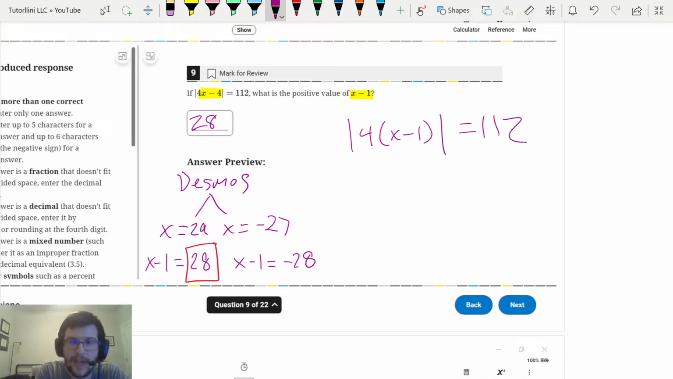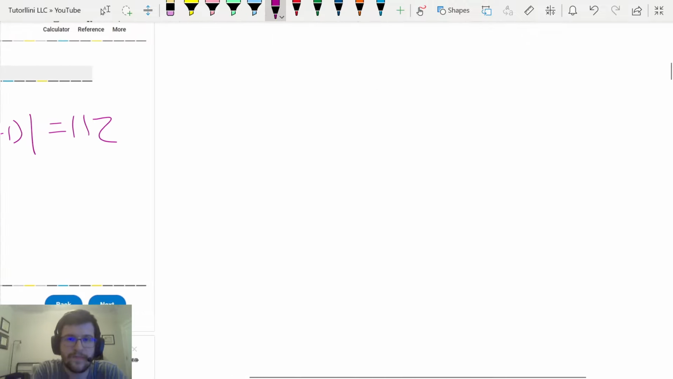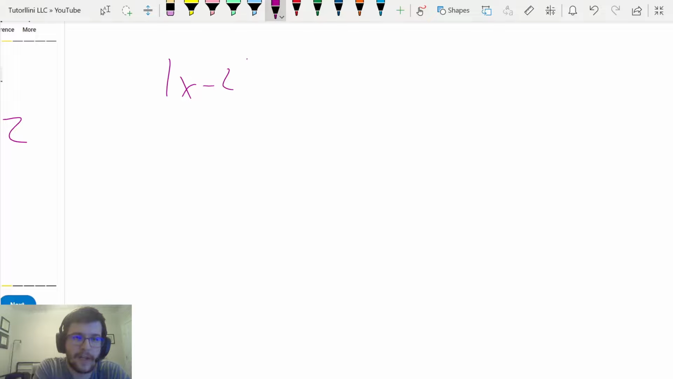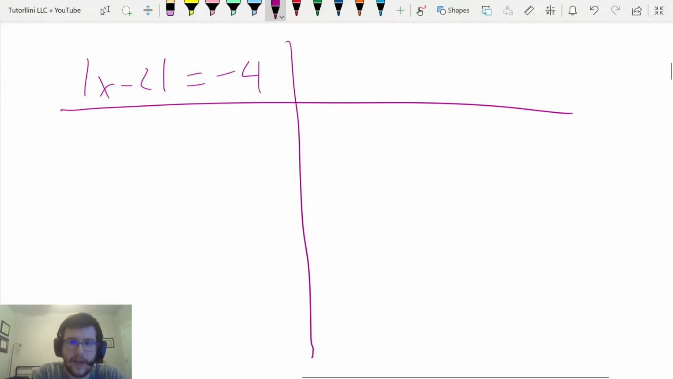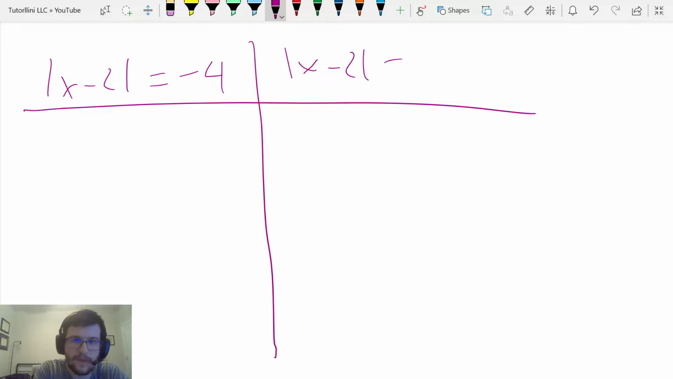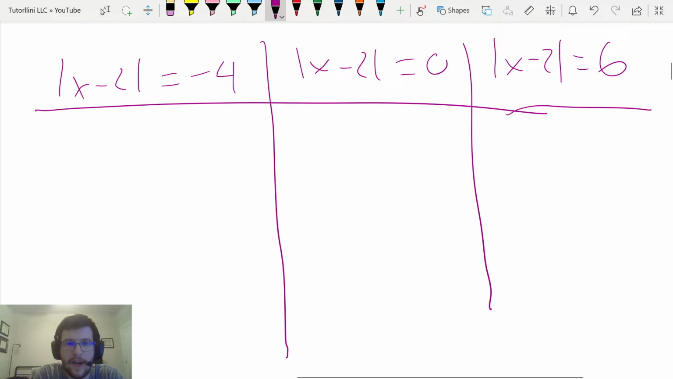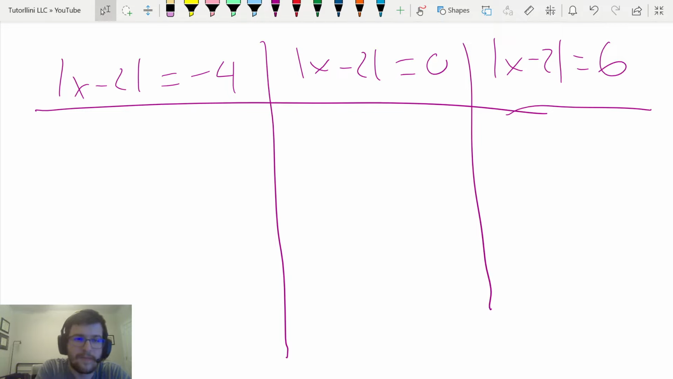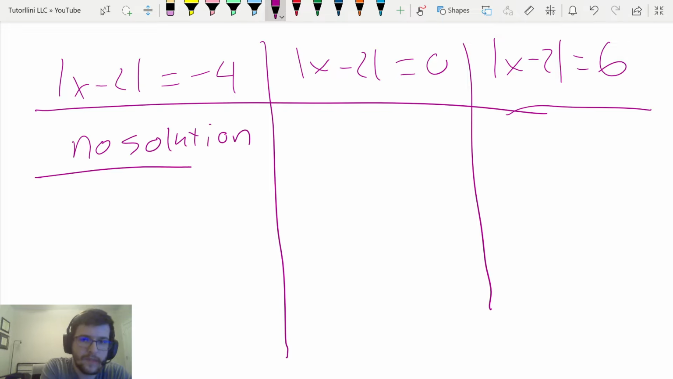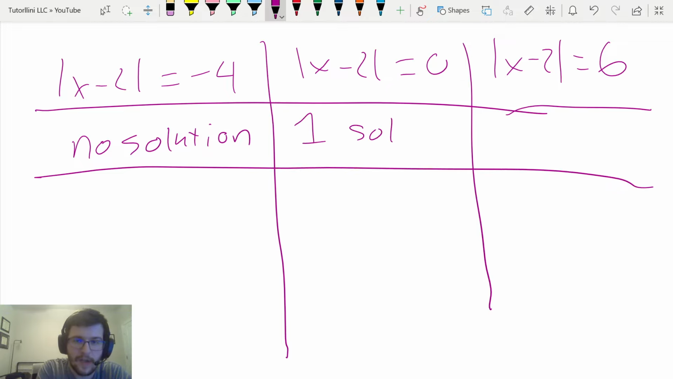So how you tackle absolute value equations is, if you have absolute value x minus 2 equals -4, and then if you have absolute value x minus 2 equals 0, and then if you have absolute value of x minus 2 equals 6. So you always get the absolute value by itself, and then you figure out if the thing on the right is negative, 0, or positive. If it's negative, there's no solution because absolute value can never be negative. If it's 0, there's one solution, and all you do is drop the bars. So x minus 2 equals 0, add 2, I get x equals 2.